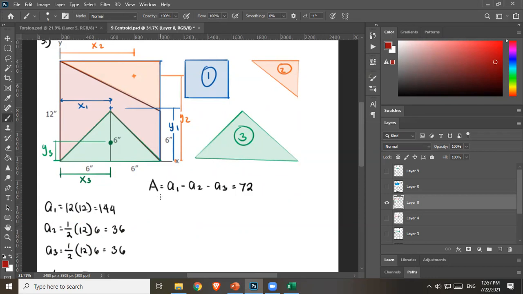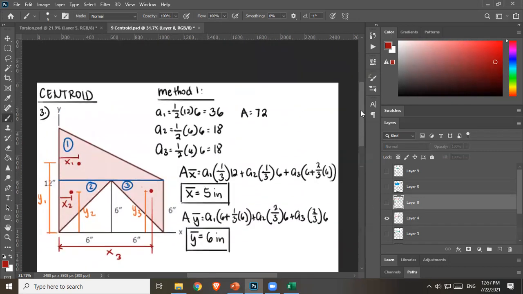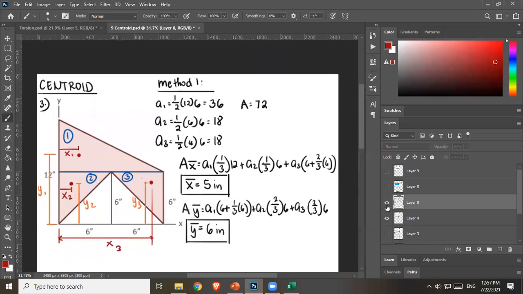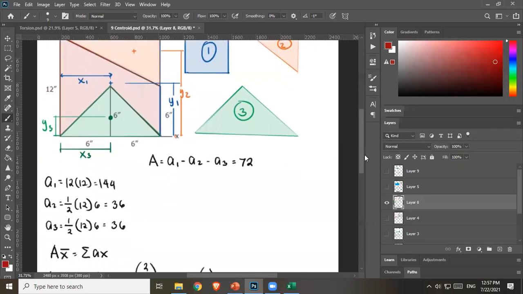Nagkataon lang. And then to get the total area, you're gonna get your total shape, which is again your square, and then subtract your empty spaces. So minus A2 minus A3, you'll get 72, which is the same as your previous answer. Okay? So that's how you deal with empty areas.